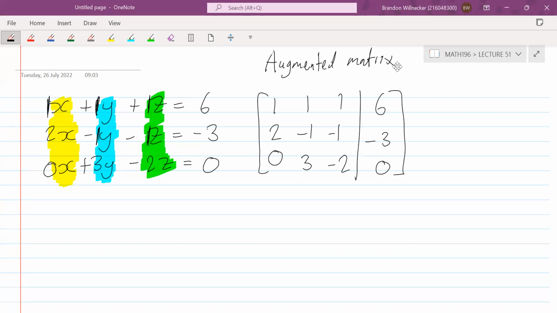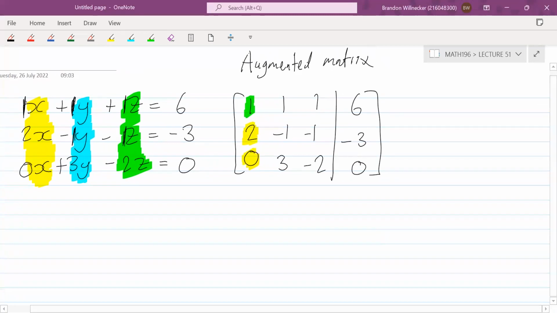Good. So now we just follow the steps. We look at row 1, column 1. This element here needs to be a 1. That's our first step. It's already a 1, so we don't need to do anything. So we move on to the next step, which is that everything below that 1 needs to be a 0. So this needs to be a 0, and this needs to be a 0. The second one is already a 0, so we don't need to worry about that. But that 2, we need to make it a 0.